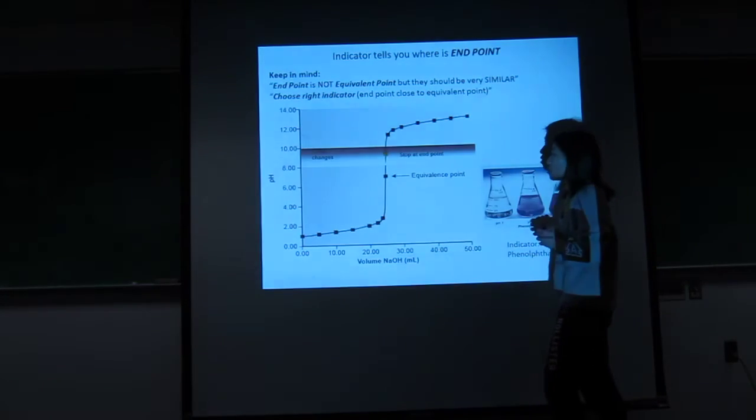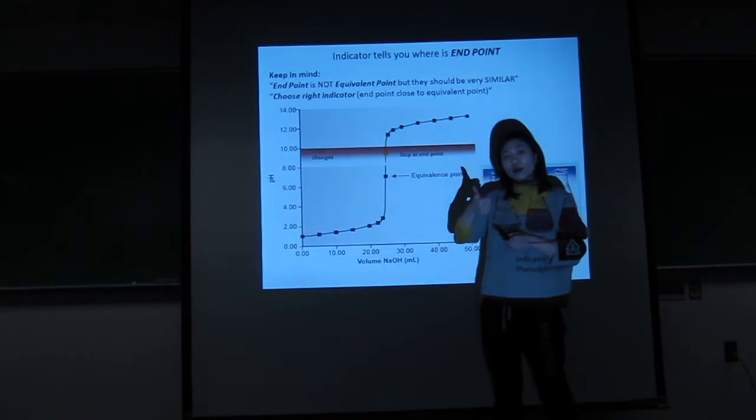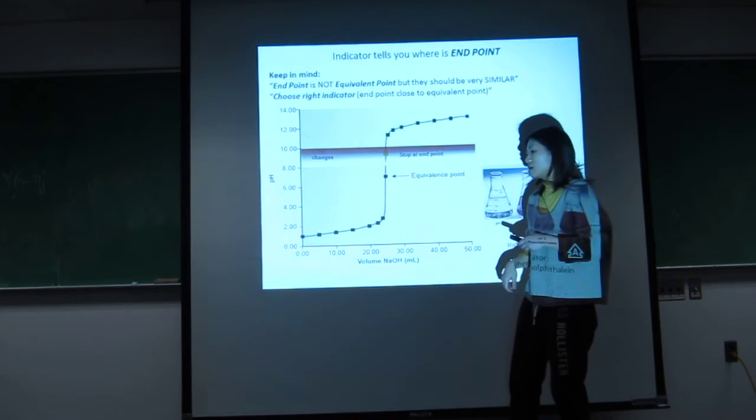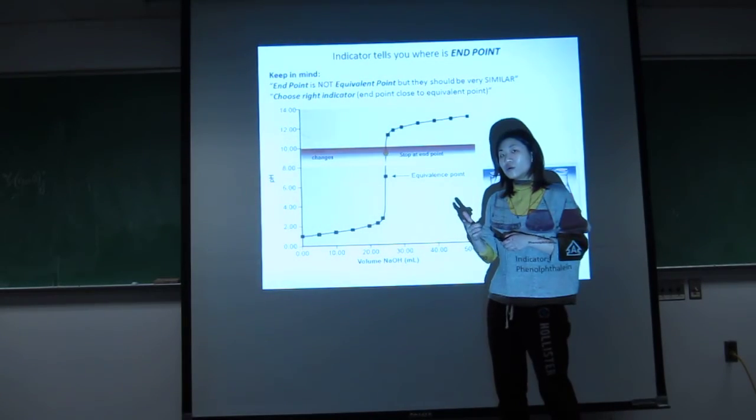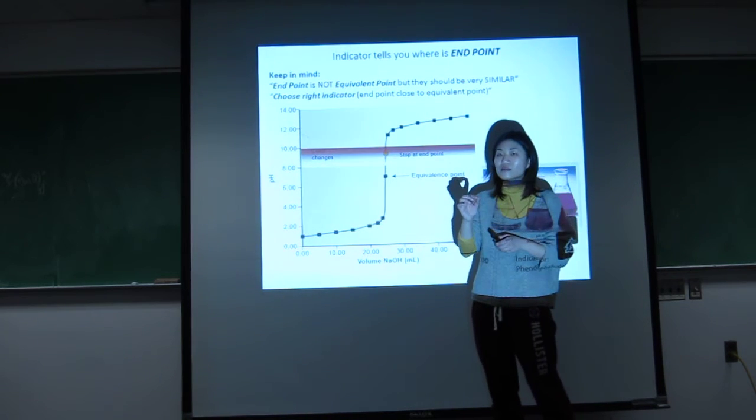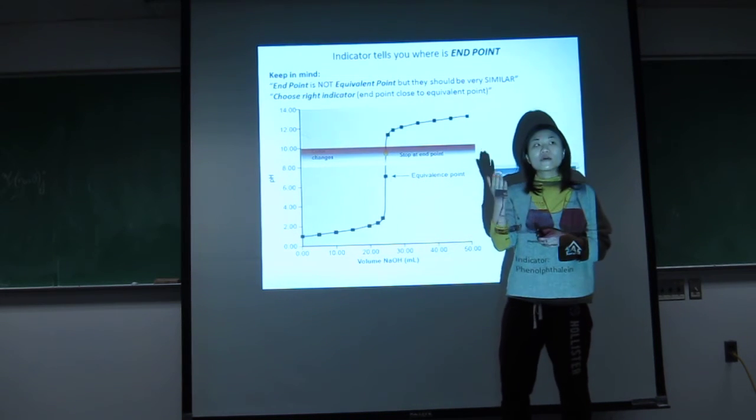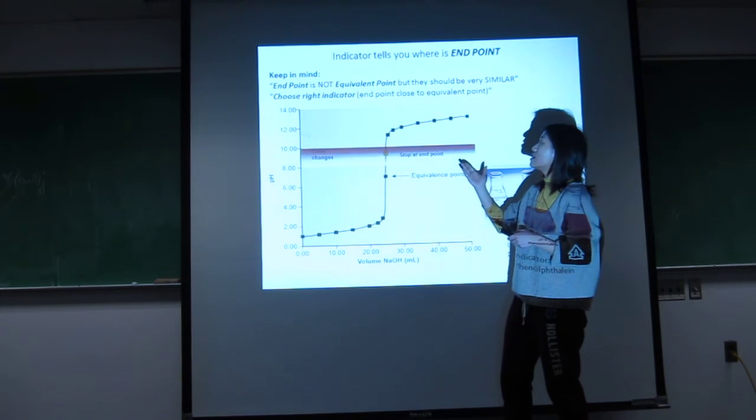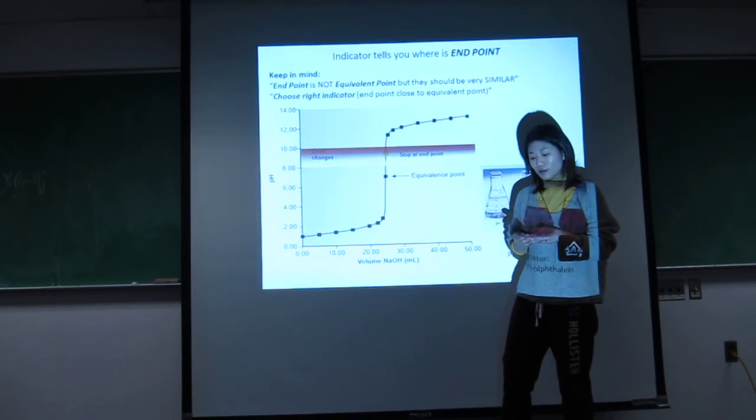Okay, so you have to keep in mind that first you have to choose the right indicator, and then you should know the endpoint is not the equivalent point. So you always slightly overestimate or underestimate the concentration of your unknown sample when you are doing this indicator-based acid-base titration. All right?